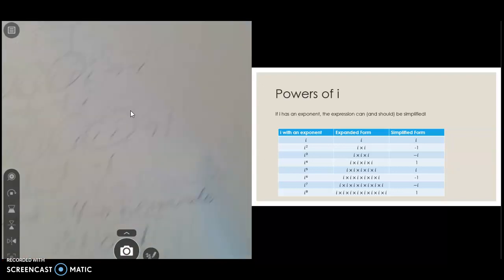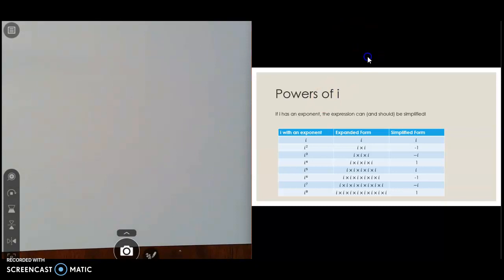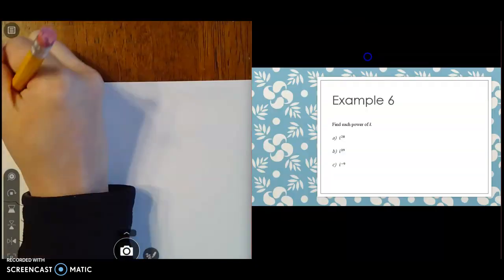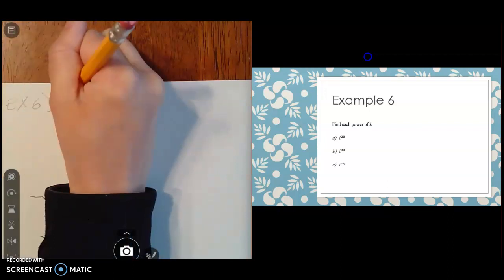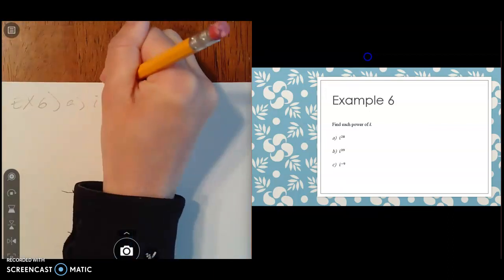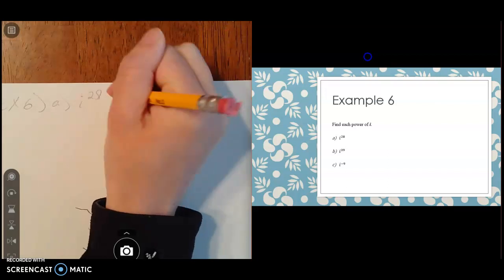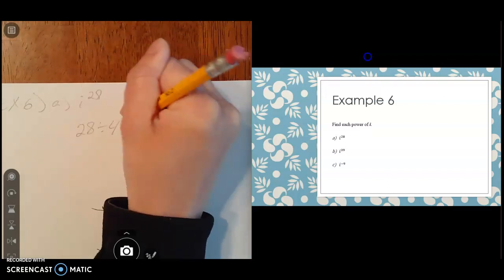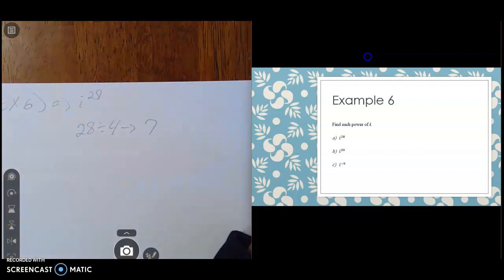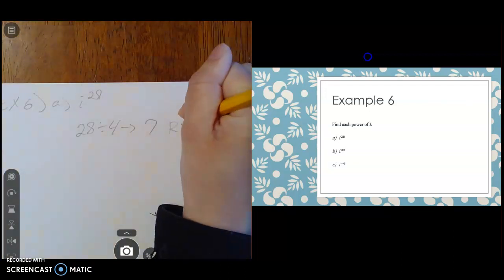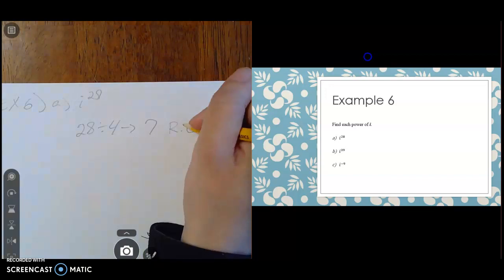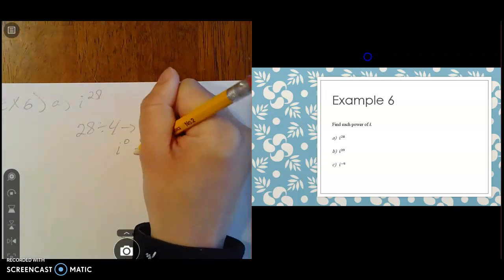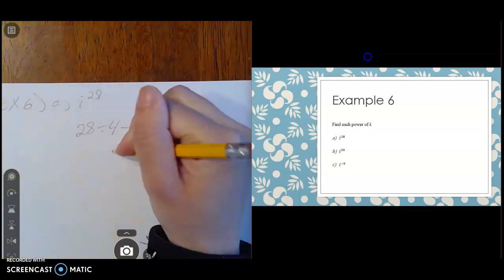All right, so let's do a couple. In example six, the first one I have is I to the 28th power. If I take that exponent, the 28, and divide it by 4, you get 7. It divides perfectly, which means the remainder is 0. So this is equivalent to I to the 0 power, which is 1. Anything to the 0 power is 1.